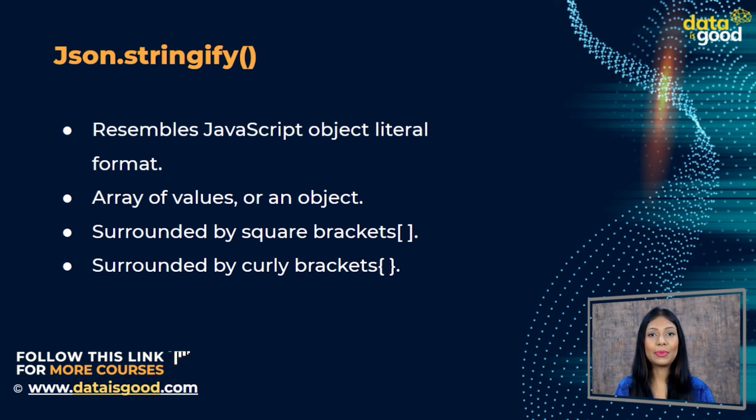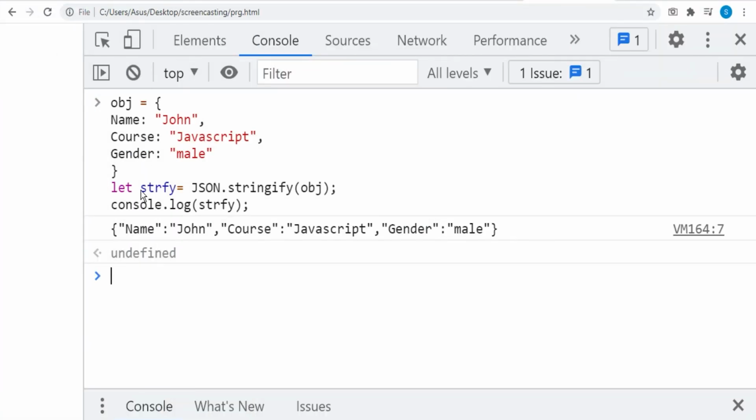Let us see an example. Here it is on your screen. As you can see in the example, we have used JSON.stringify to display the object. We have created a variable strfy and stored the values of the object using the JSON.stringify method. It returned the JSON string to us. So these are the few methods to display objects in JavaScript that you have learned today.